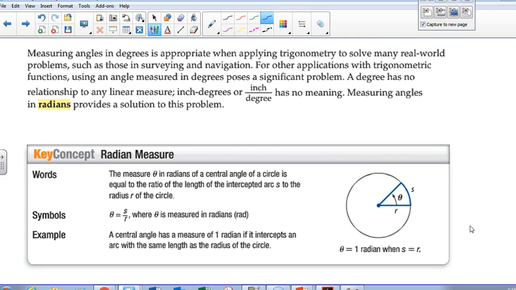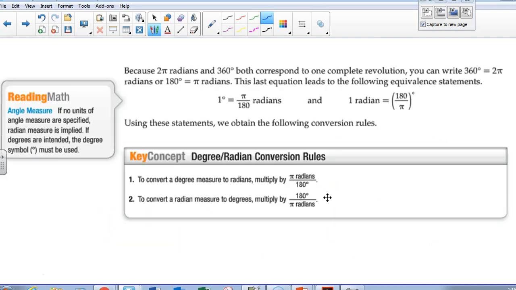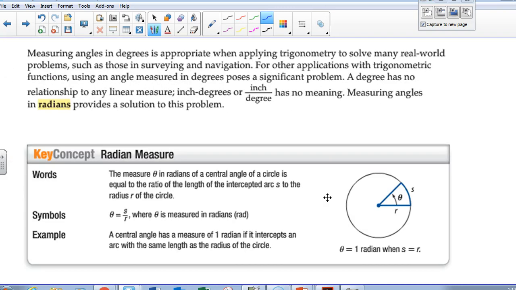Where are they on this sheet? Do you see this formula anywhere, this theta equals S over R, or S equals R times theta? Anything? It's on the side that has the unit circle, right up at the top. Do you see them up there? Everybody see what I'm talking about? Okay. I just want to make sure you identify where that is on there.